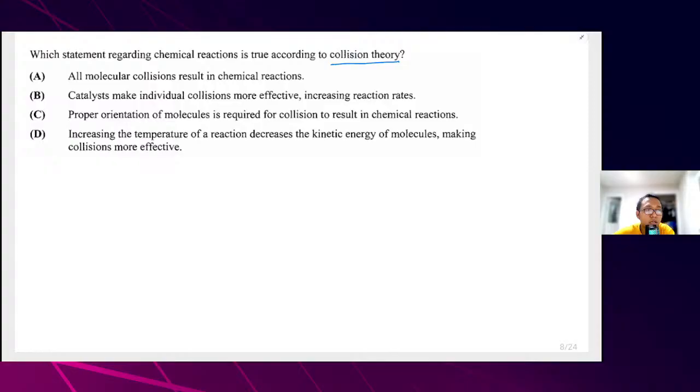Collision theory: you need to imagine molecules are like balls bouncing around in space. For a reaction to happen, certain things must be true when they crash into each other. They have to hit hard enough, and the other one is they have to hit at the right angle.